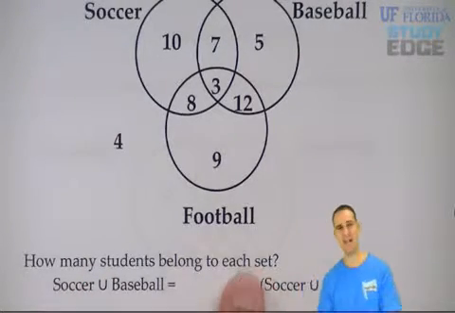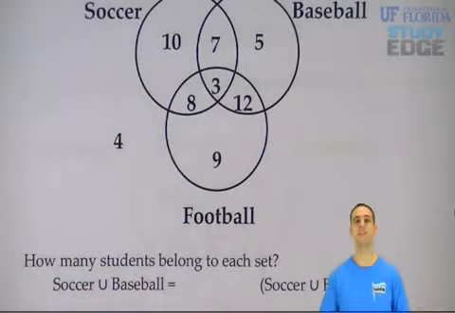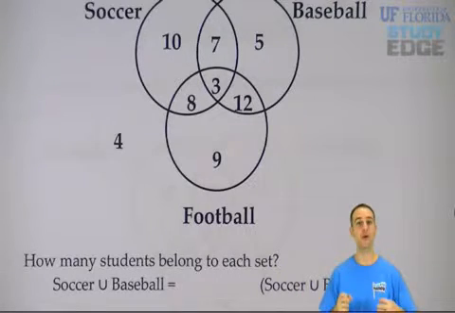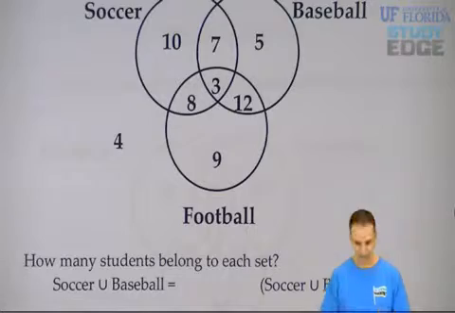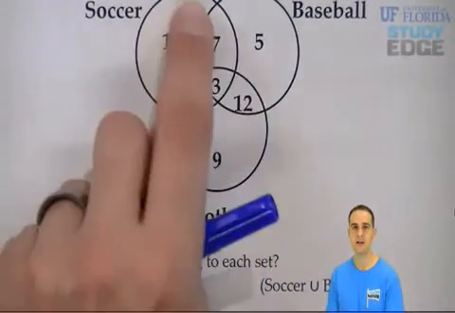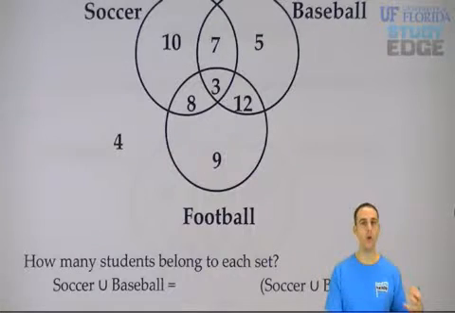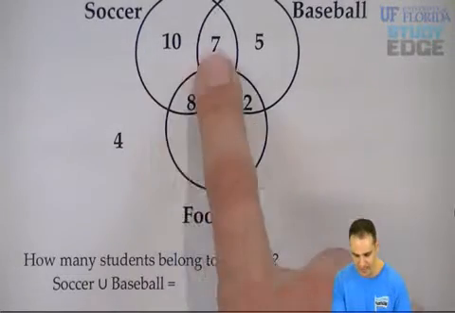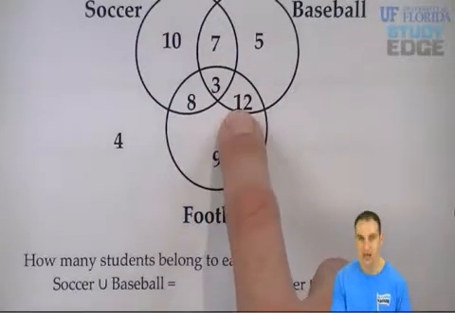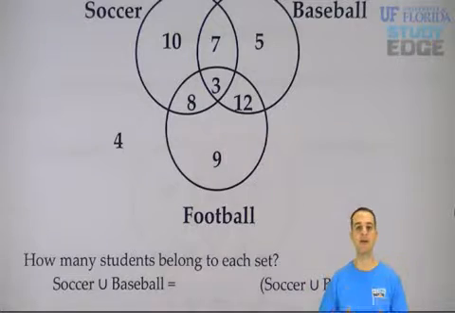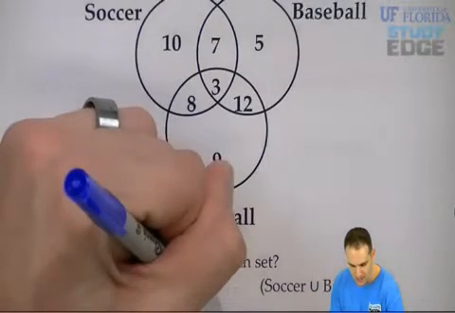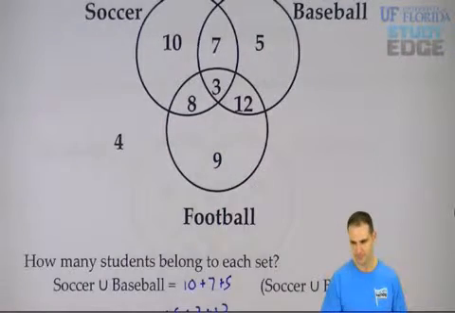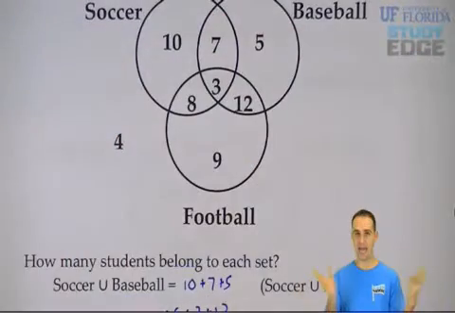How many students belong to each set? Soccer union baseball. This means take the circle containing soccer and baseball and put it all together, meaning we're going to add them all. We want the union between soccer and baseball. So what are all the numbers for soccer and baseball for all these different elements inside? We're going to have 10, 8, 7, 3, 5, and 12 all inside the circles of soccer and baseball, meaning soccer union baseball: 10 plus 7 plus 5 plus 8 plus 3 plus 12. Again, add them all together.